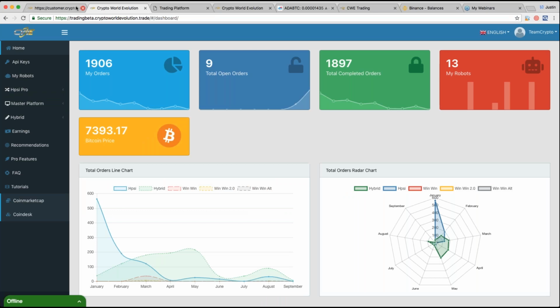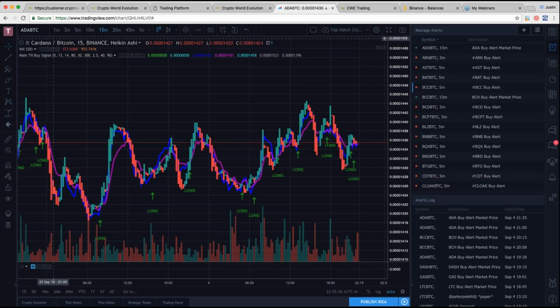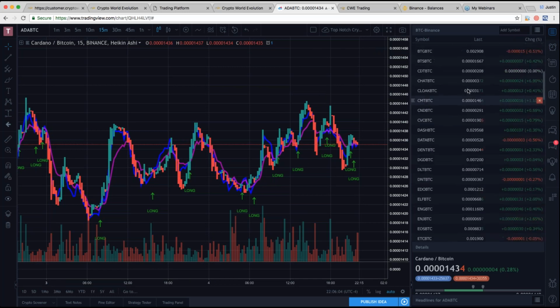Okay, so first things first, I'm going to go back here to the original platform, because many of you might be new and many of you might have forgotten the power of our HPSI 1.0 bot. As we can see, Bitcoin is cranking right now. Bitcoin is fired up. You can see it here. It's moving pretty good.